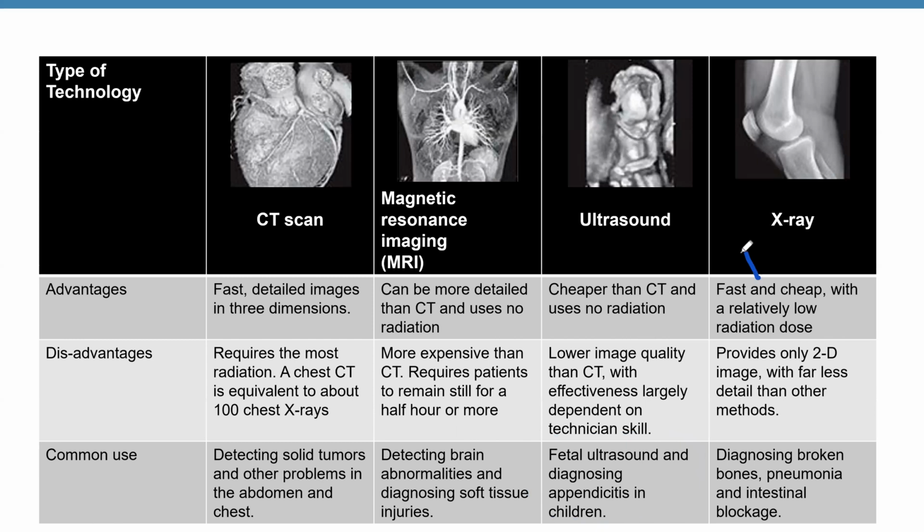X-ray: fast and cheap with a relatively low radiation dose. It provides, however, only a 2D image with far less detail than other methods, and is used to diagnose broken bones, pneumonia, and intestinal blockage, right? So these are all different technologies used to see the pathological changes within the organs, and all of them, of course, have advantages and some disadvantages.